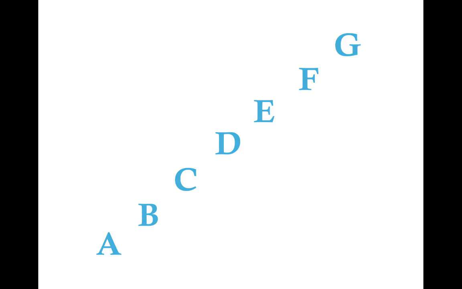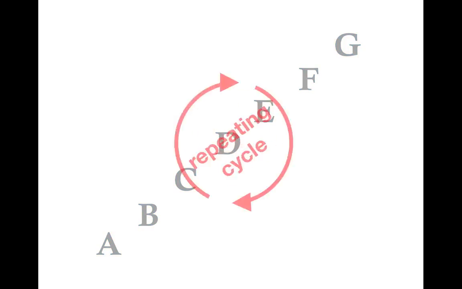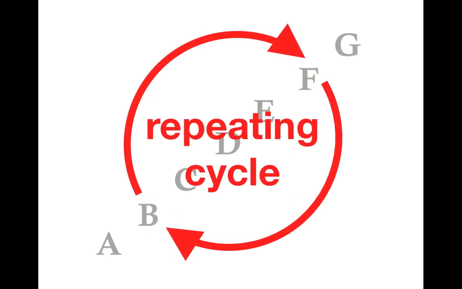And another important distinction is that the musical alphabet is a repeating cycle. So when you're at the end and you get to G, you just start over at A again and repeat the pattern over and over again. A, B, C, D, E, F, G, A, B, C, D, E, F, G, and so on and so forth.